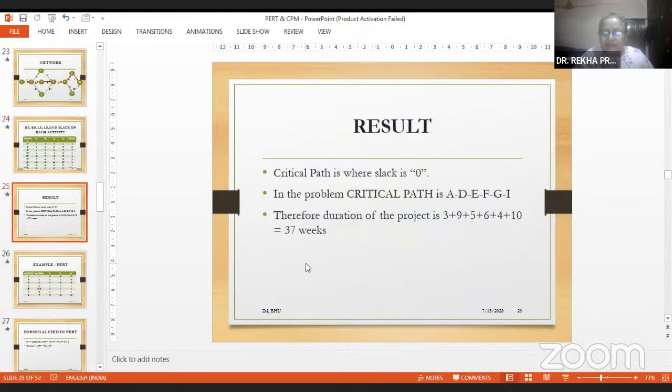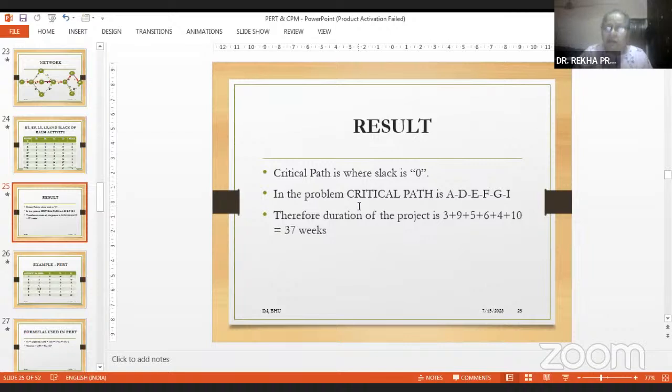So the critical path is where slack is 0. In the problem, the critical path is A, D, E, F, G, I. Now, what is the duration of each? That is given to you. So you just add that up and you see it comes to 37 weeks. So it shows the project will finish in 37 weeks.